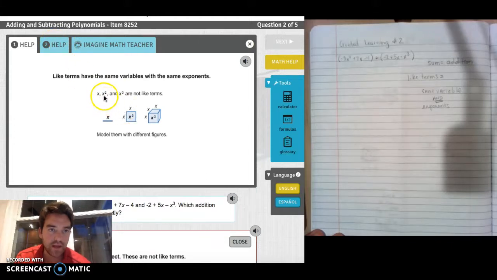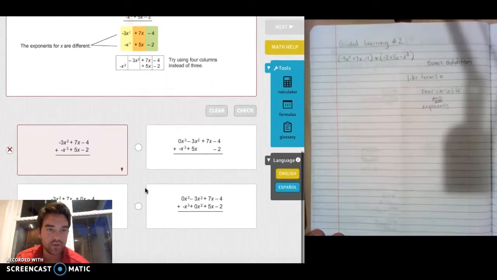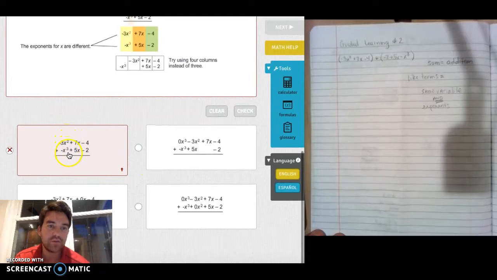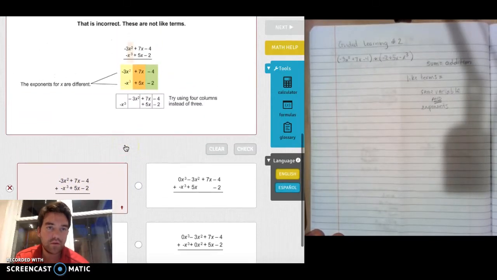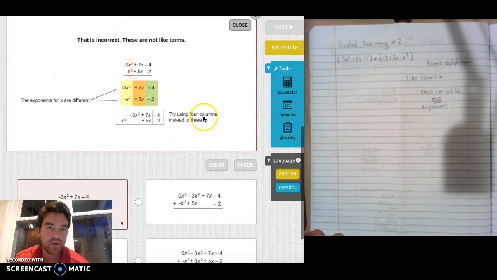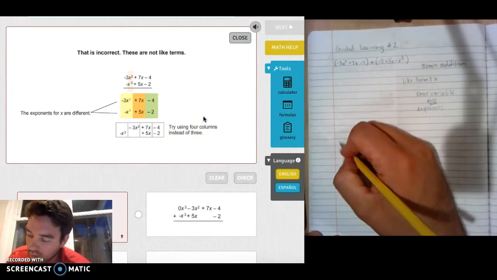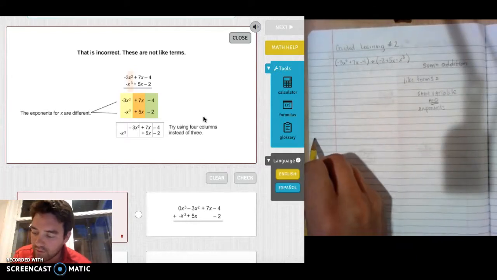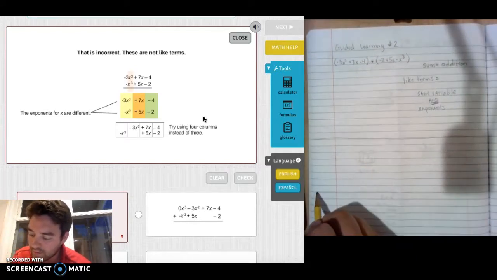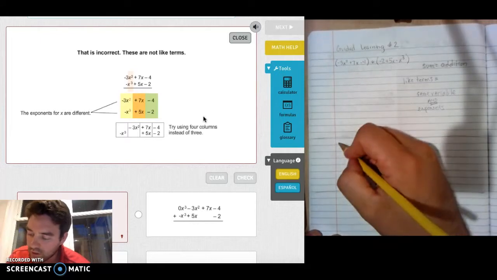So x squared and x cubed are not like terms. So what did I do wrong this time? Oh, I see what I did wrong. I got x squared and x cubed are not like terms. So try using 4 columns instead of 3. So I'm going to go try using 4 columns instead of 3. Forgot to make my lines before. So I'm going to use 4 columns.